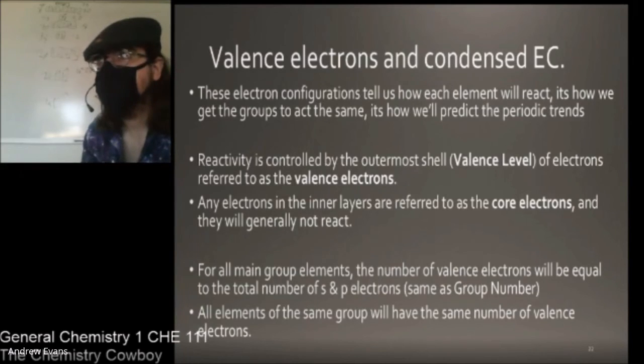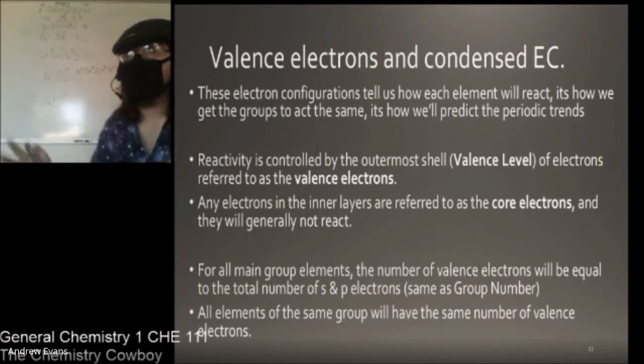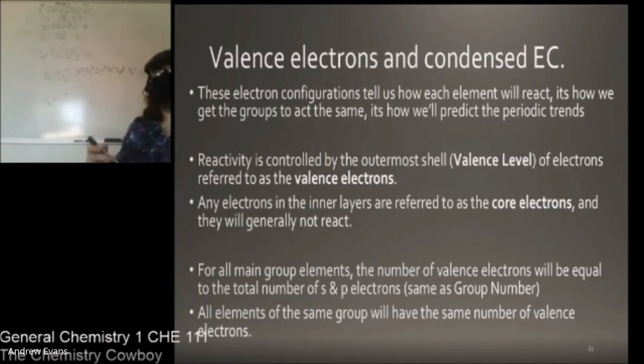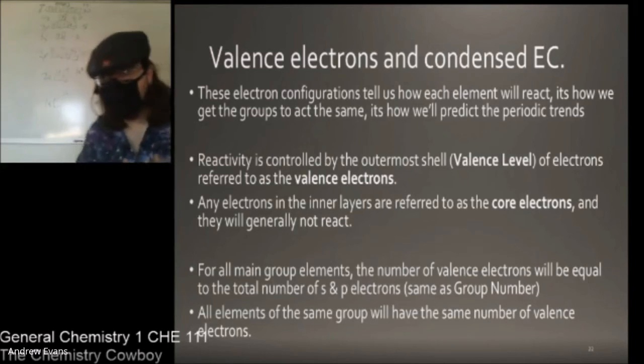The idea being, if this is like a shield, you have multiple different barriers here. You have to breach the first barrier before you can get to the innermost defenses, that nucleus. So you have to go through the valence electrons before you can react with anything else. So all the reactions are going to happen at that valence level.